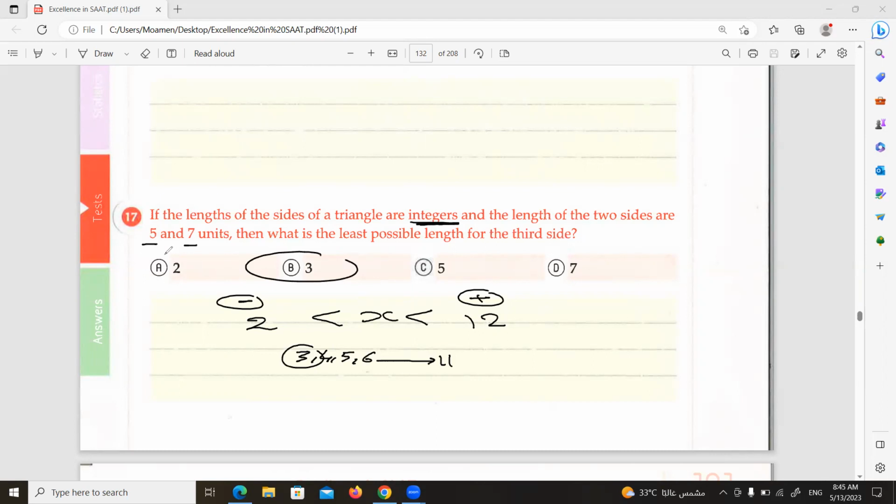So again, if he gives you two sides of the triangle and asks you about the interval of the third side, it will be between the sum and the difference. The sum and the difference. Okay, we go to the next.